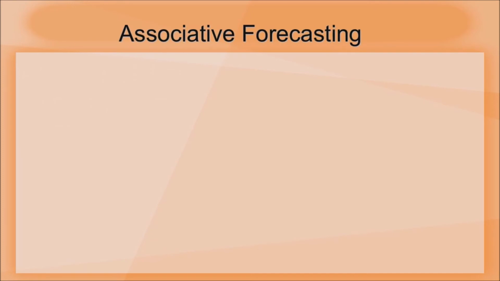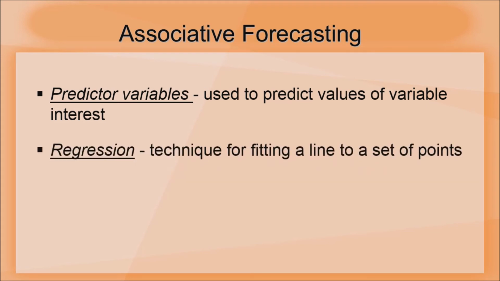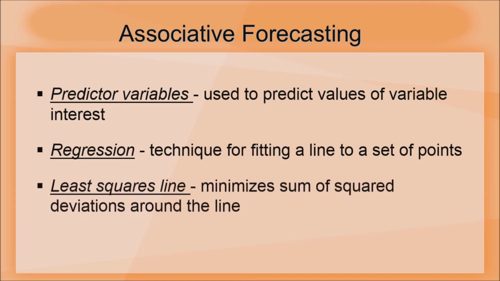Associative forecasting. Predictor variables are used to predict values of the variable of interest. Regression is a technique for fitting a line to a set of points. The least squares line minimizes the sum of squared deviations around a line.